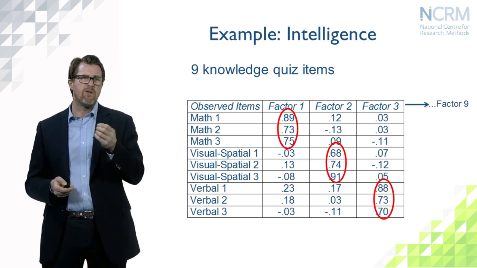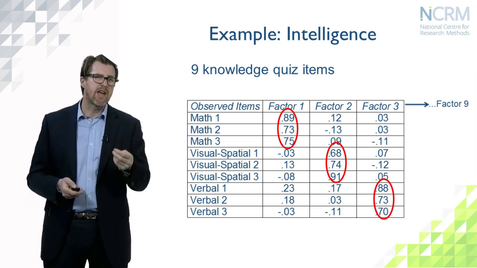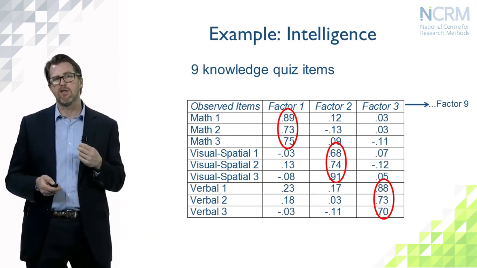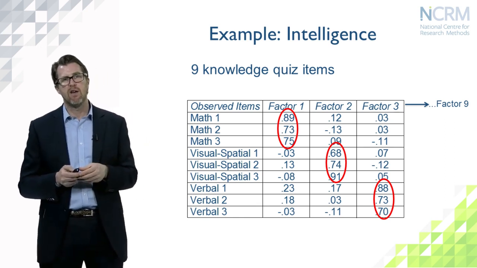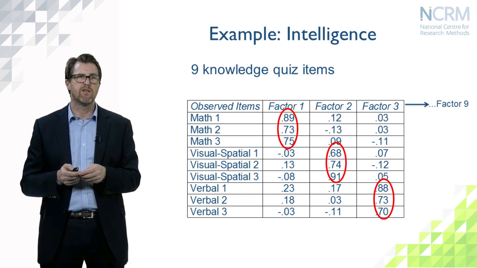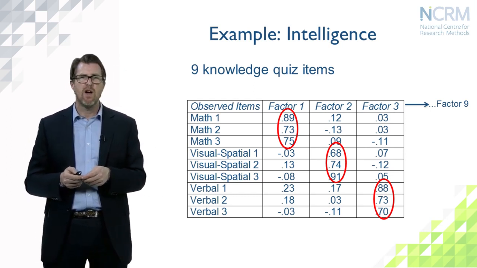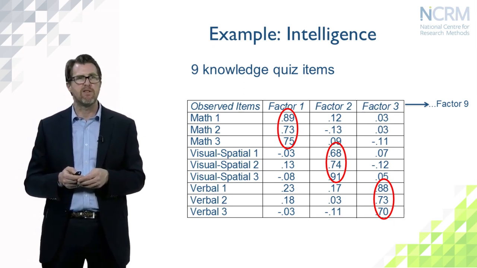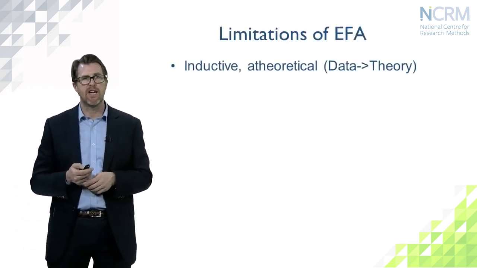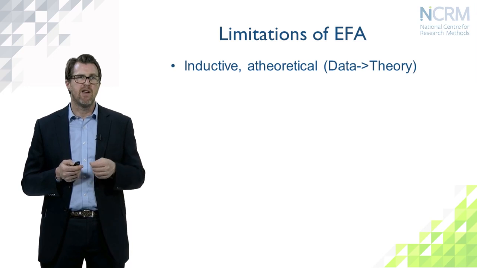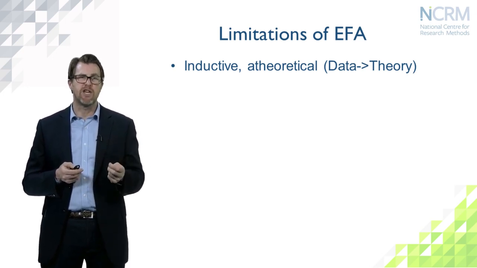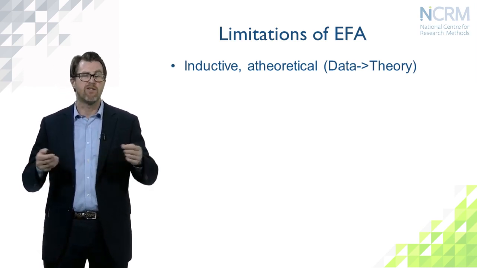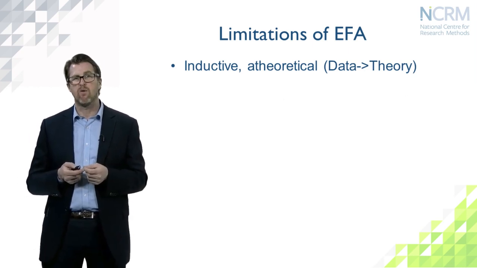So we do this inductive process of figuring out what the factors are measuring by looking at the correlations between the factors and the observed variables once we've retained a smaller number that we think is in some ways satisfactory. So this is a very useful procedure and has been widely used in social science for many decades, but it does have some limitations. Firstly, EFA is an inductive, rather atheoretical procedure, and that is something which in general we are less happy with in terms of the way that we build theory in quantitative social science.